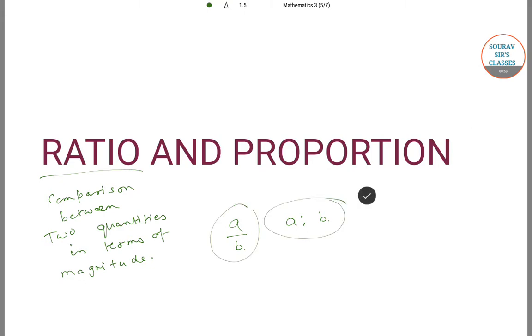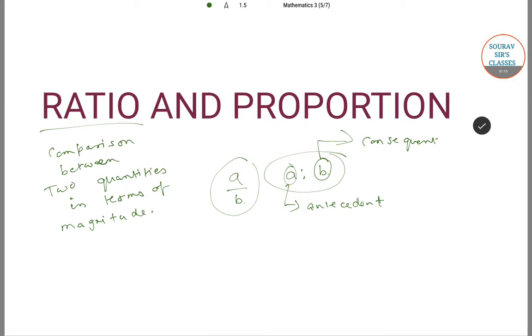Here, the numerator is called antecedent and denominator is called consequent. Now, it is important that the comparison is done between two quantities of same unit. That is, comparison in same unit.